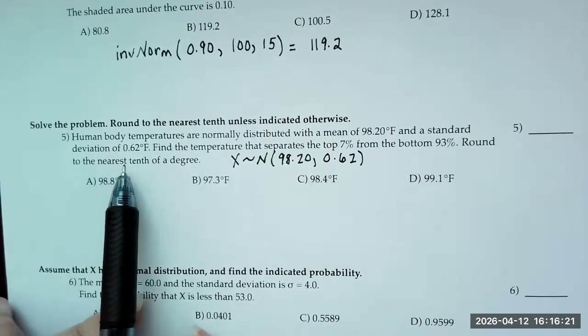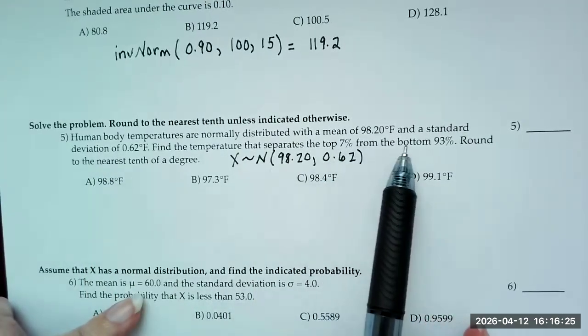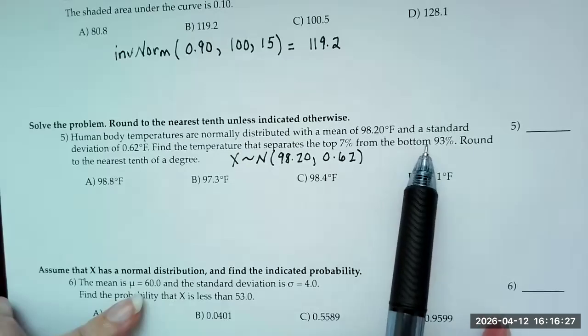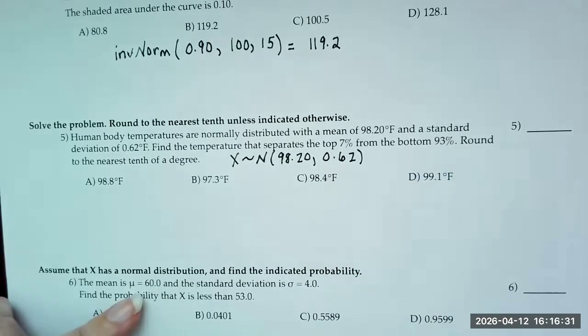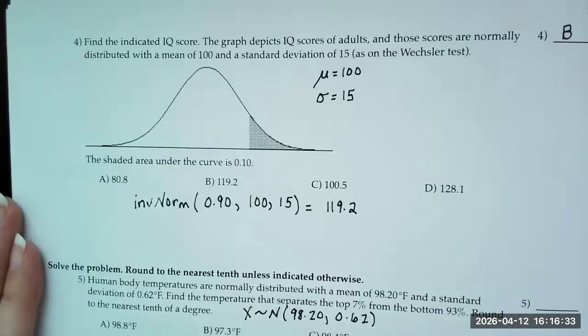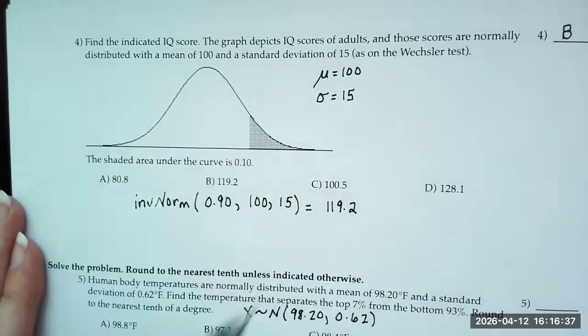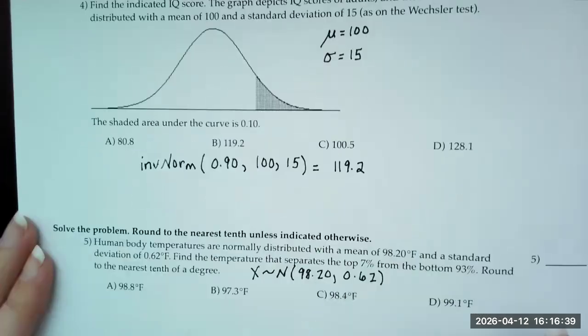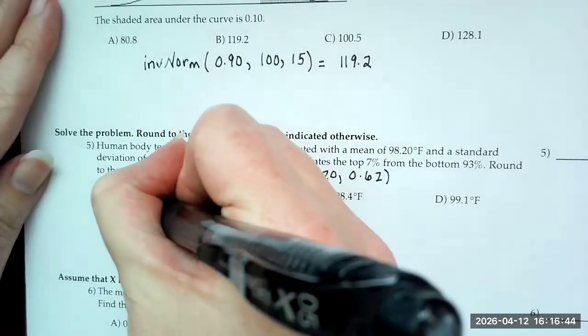So if we're going to find the top 7%, the value that separates it from the bottom 93%, that's going to be the 93rd percentile because we were looking up here for the value that separated the top 10% from the bottom 90%, and that was the 90th percentile. So these are very similar problems. So we're going to use inverse norm again.